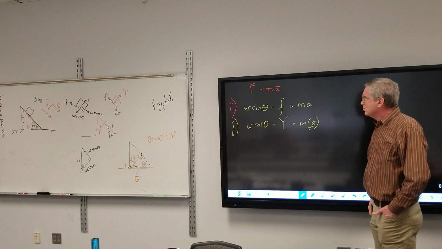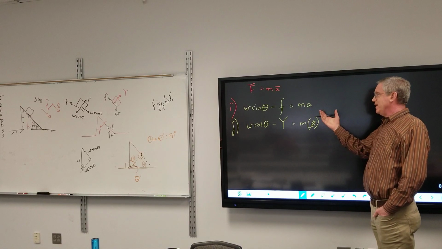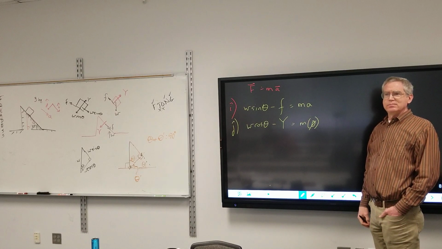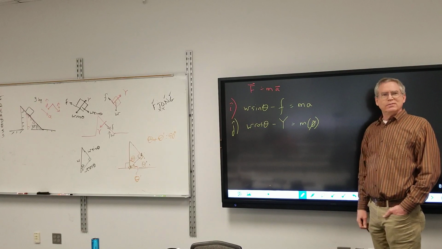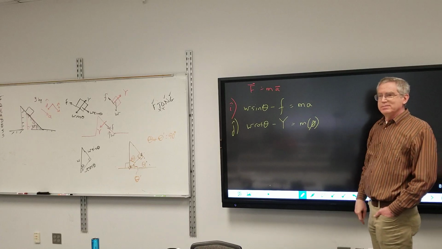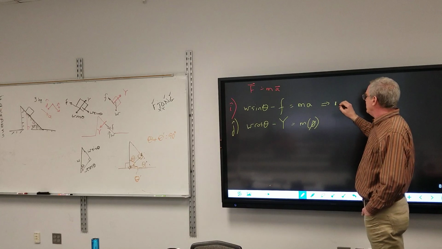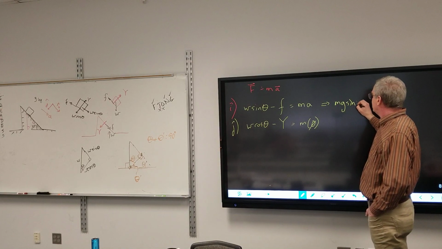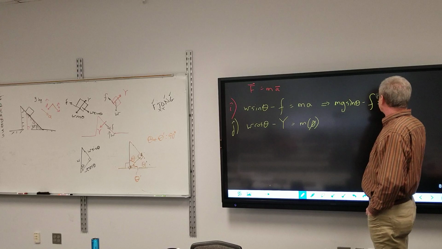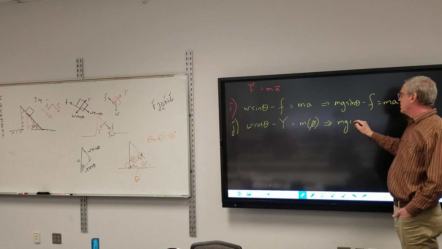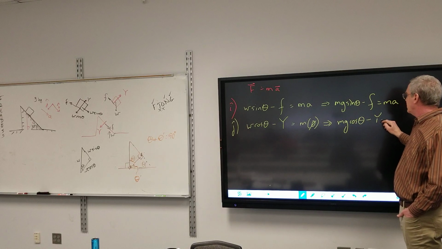Substitution. Do we have an independent formula for any of these variables? For weight. And what is the formula for weight? Equals mg. Yeah, you were jumping ahead. So this equation will be mg sine theta minus the friction is equal to mass times acceleration. And this one is mg cosine theta minus N equals 0.